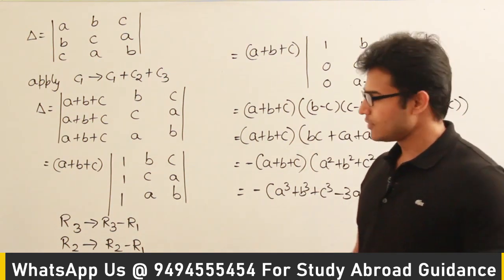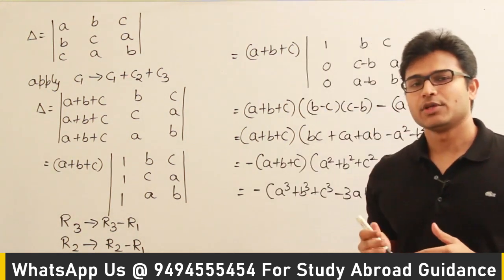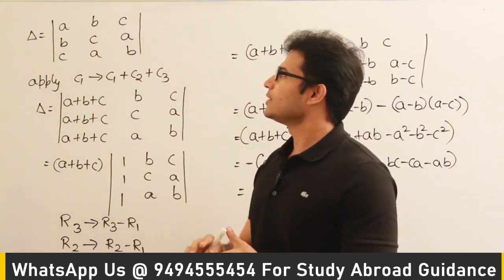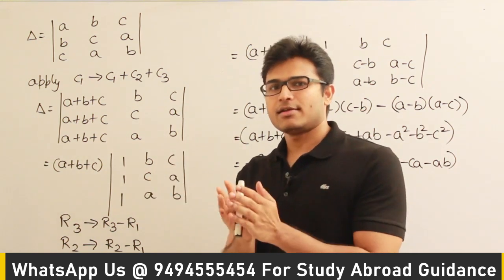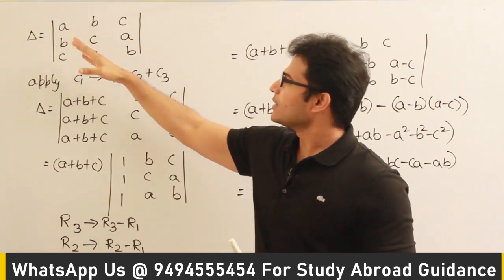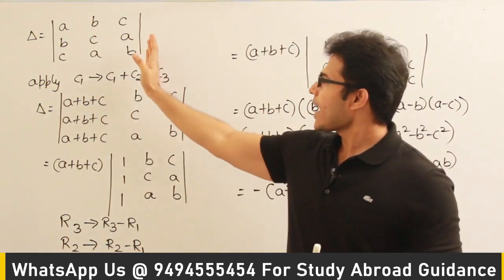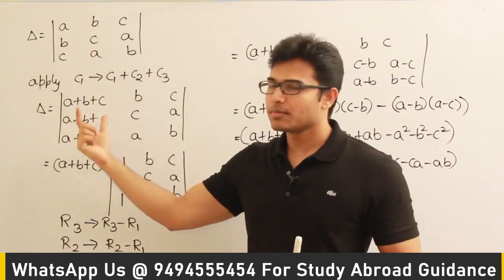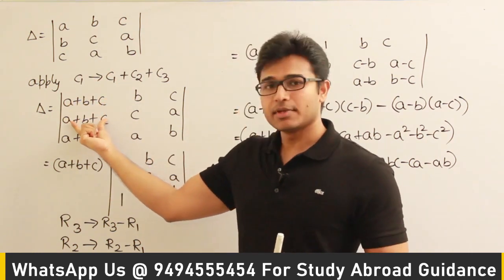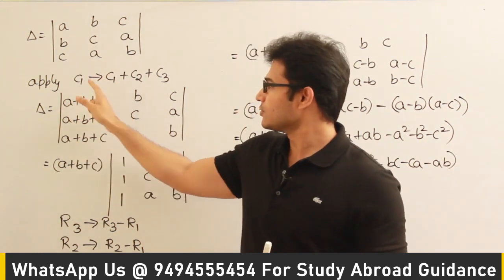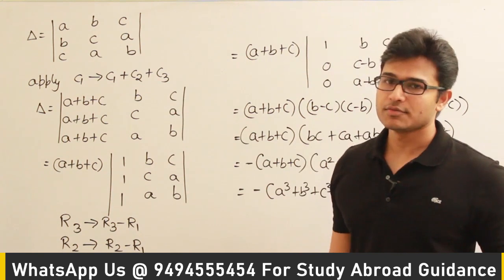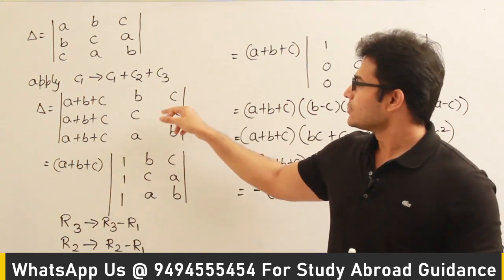To simplify it, always try to make most of the elements zeros. Directly we cannot subtract and make them zeros, so I'm trying to see if I can add and then get uniformity. Clearly every row contains A, B and C terms. So when I add all these columns, I get A plus B plus C here, A plus B plus C here, A plus B plus C here, which means, by this rule, C1 is replaced with the addition of all the columns. I get this one, and then the rest you already know.